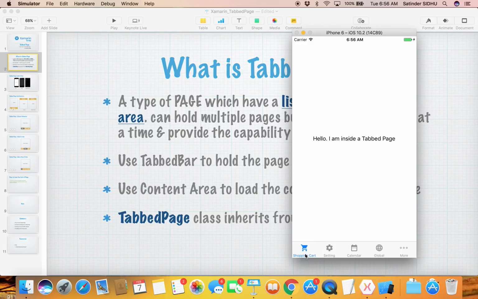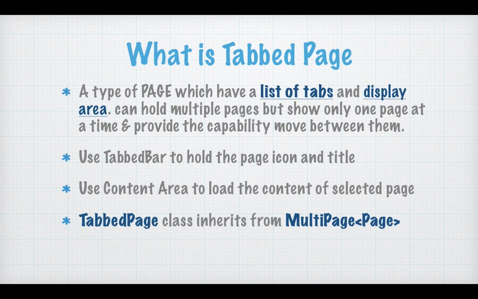You have seen that all of these options are a combination of an icon and some text. We'll talk about that in a few minutes. So let's come back and see what a tabbed page is. A tabbed page contains a list of tabs, as you saw, and a display area. In the display area, we load the content of whatever you have selected. It can hold multiple pages, but it shows you only one page at a time. Behind the scenes, it is holding the whole list of pages, but whenever you select one page from the tab area, you see that selected page inside the content area. It uses the tabbed bar to hold the page icon and title.